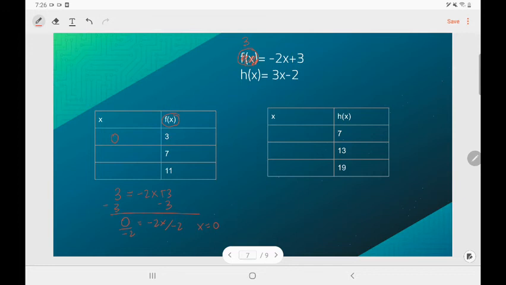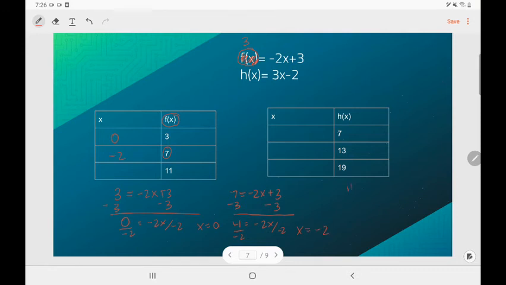All right. Second output is a 7. So 7 goes where my output would go, equals my rule, and that will tell me, if I solve it, what my input is. So minus 3 from both sides. 4 is equal to negative 2x divided by negative 2. X is equal to negative 2.